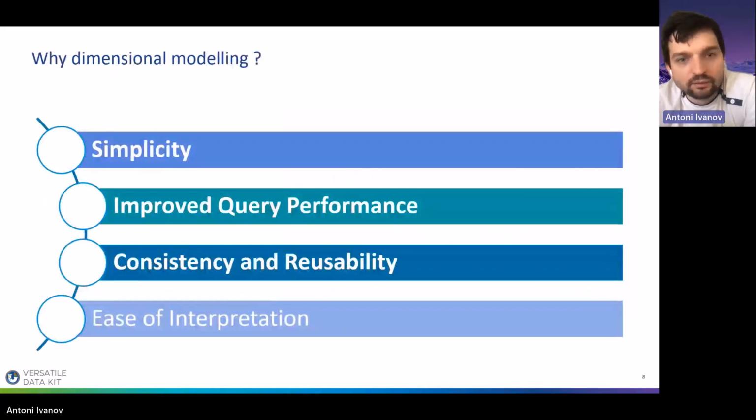And so simplicity, as I mentioned, is what I'm talking about. Dimensional models in this way are easier to understand and much more user-friendly, as they present a format that's very intuitive, I hope. Ultimately, this simplified structure often leads to somewhat improved query performance.